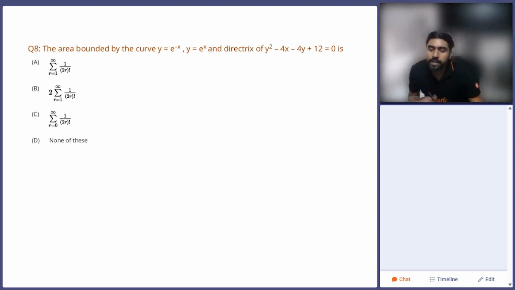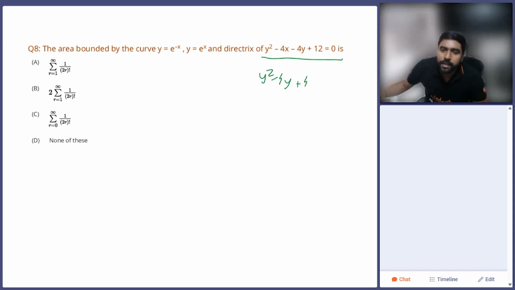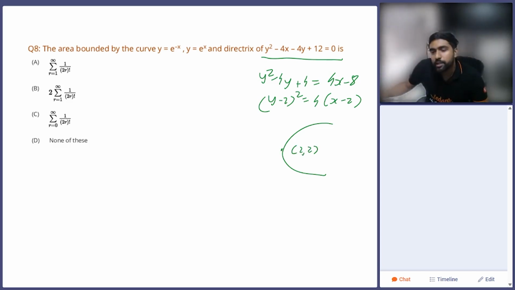So the area bound by the curve e power minus x and e power x, and the directrix of this parabola. Okay, first of all, let's get the directrix. So let's convert this as y square minus 4y plus 4 equals to 4x minus 8. So basically, this is y minus 2 the whole square equals to 4 times x minus 2. So basically, what will be this? It's a right-facing parabola with the vertex at 2, 2. What is the directrix going to be? Distance a.